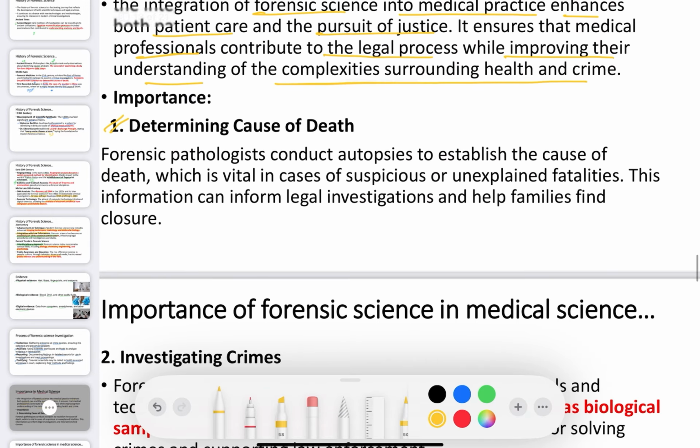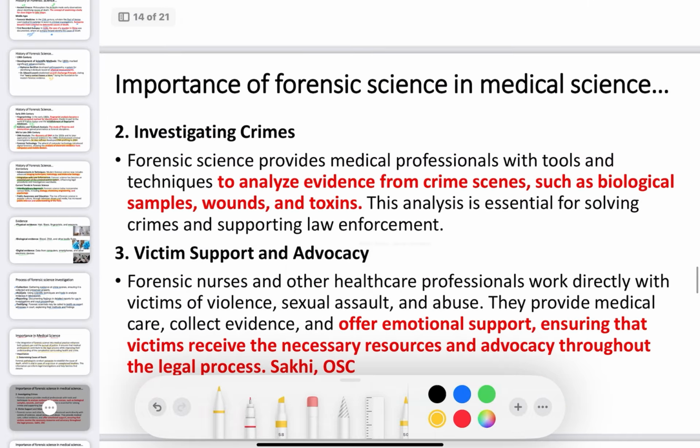First one is determining the cause of death. Forensic pathologists conduct autopsies to establish the cause of death, which is vital in cases of suspicious or unexplained fatalities. Second one is investigating crime. Forensic science provides medical professionals with tools and techniques to analyze evidence from the crime scene such as biological samples, wounds, and toxins. This analysis is essential for solving crimes and supporting law enforcement.